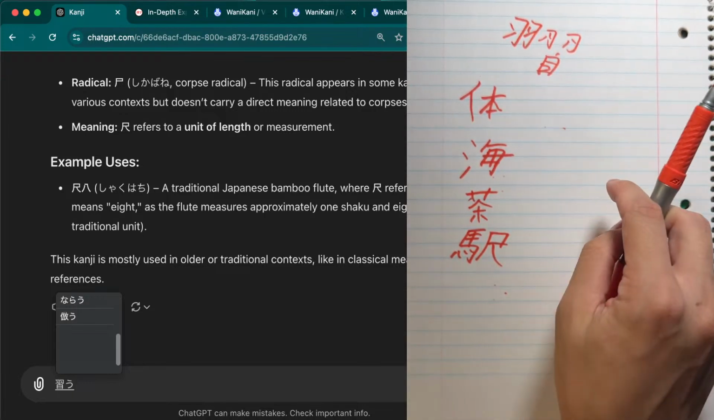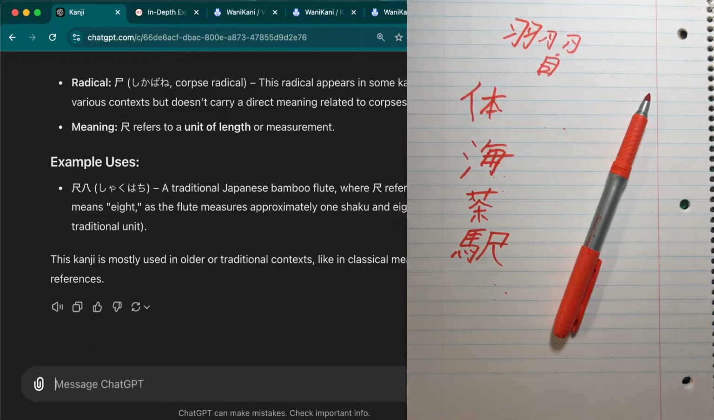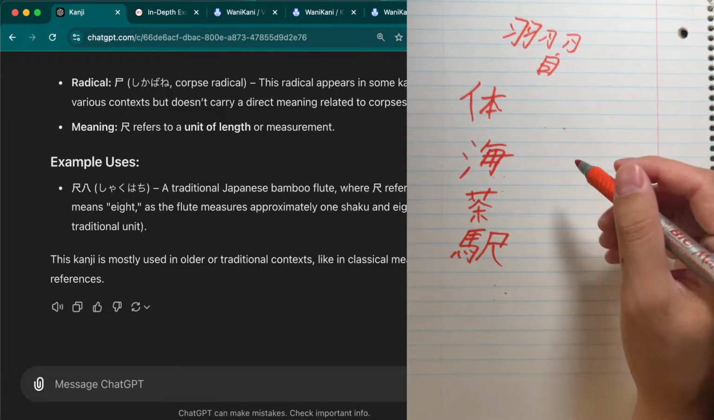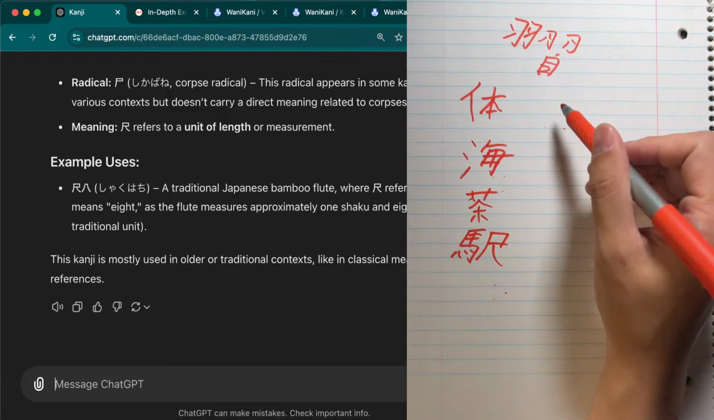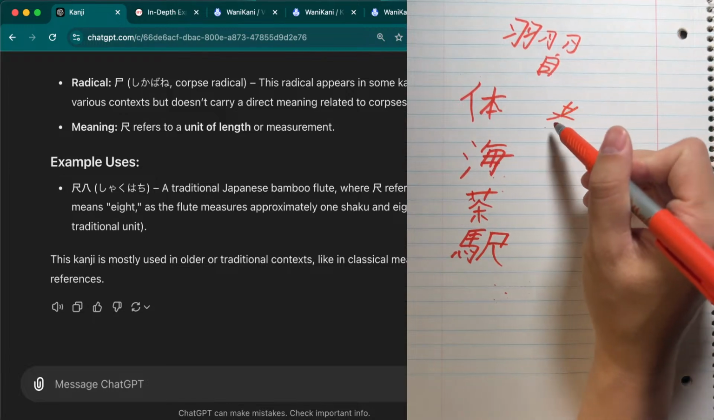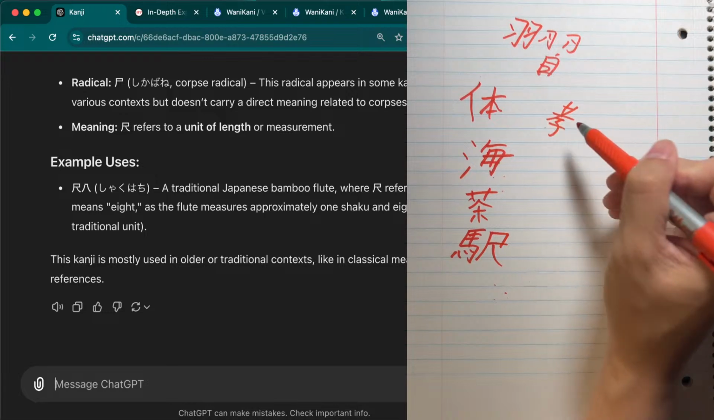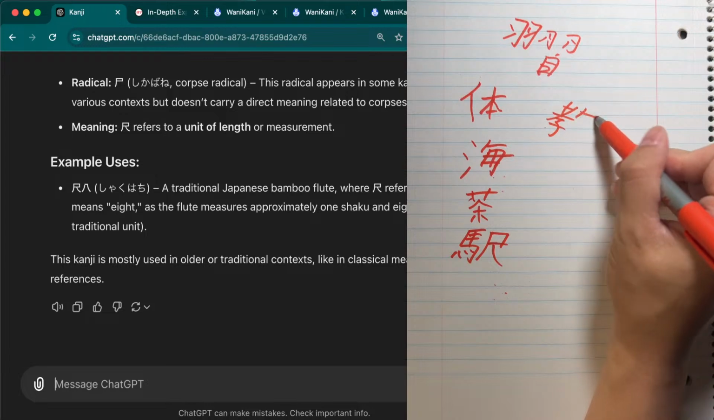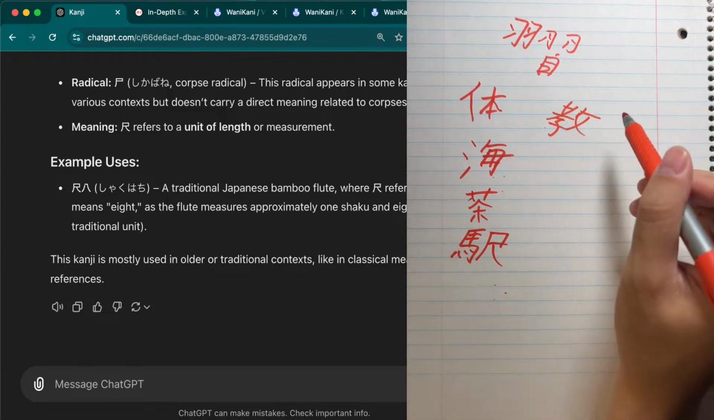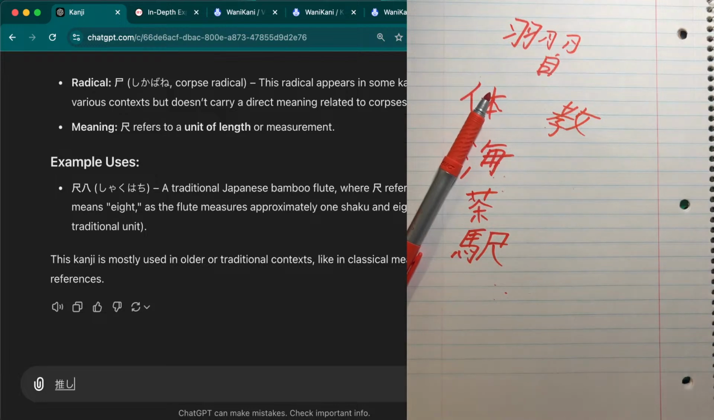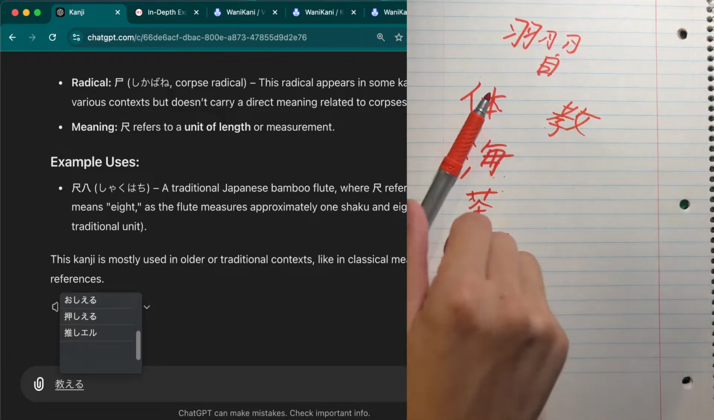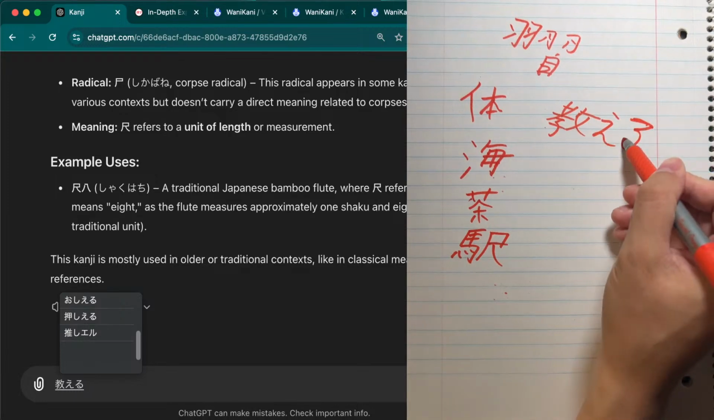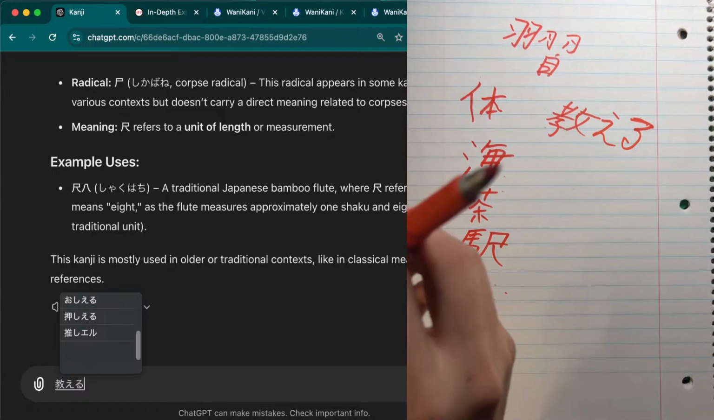For narau. And then one of the earliest ones that we learned was oshieru. And we saw it again at some point. I believe that's it right there. Again, let's type it in. Yeah, that looks correct. We have to remember to actually include the hiragana as well.